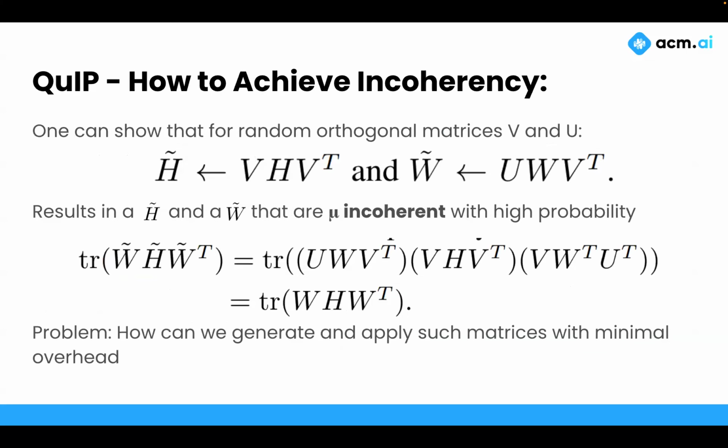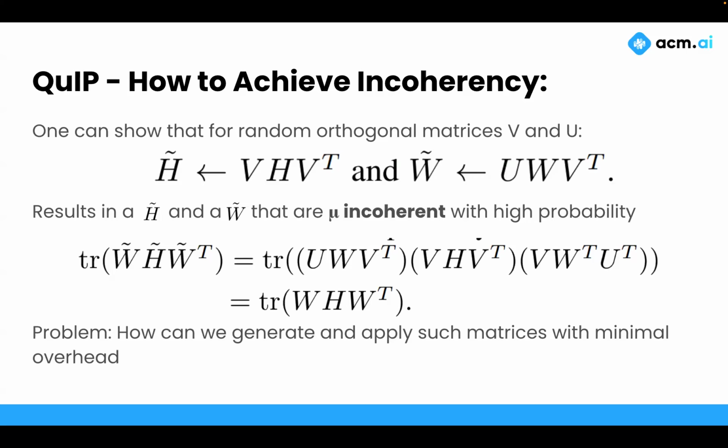So the question is, how do we do it? It can be shown that if we multiply the Hessian and the weight by two random orthogonal matrices, we can get something that is mu incoherent with high probability. And the nice thing about orthogonal matrices is that if you multiply it by its transpose, it reduces down to the identity matrix. So from our original problem, we can just start multiplying things by these orthogonal matrices and preserve the same optimization criteria while making it mu incoherent.